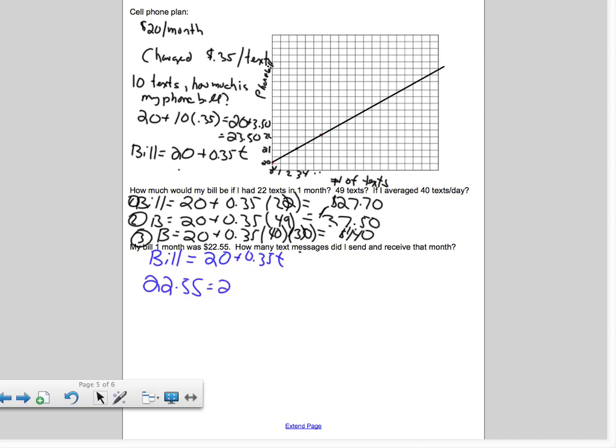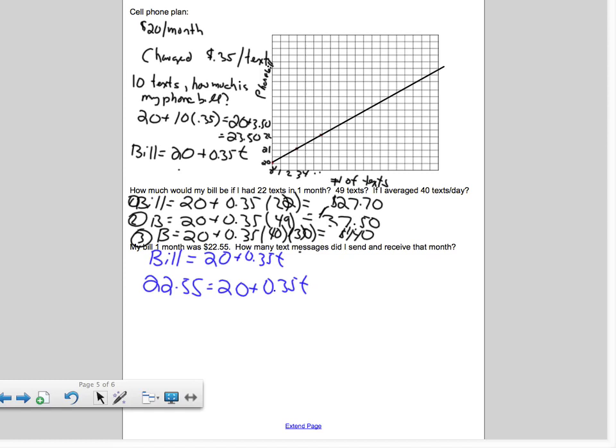You subtract 20 and divide. So here I'm solving for t. We start off with two variables, independent and dependent. We're given information about one, and we can solve for the other.